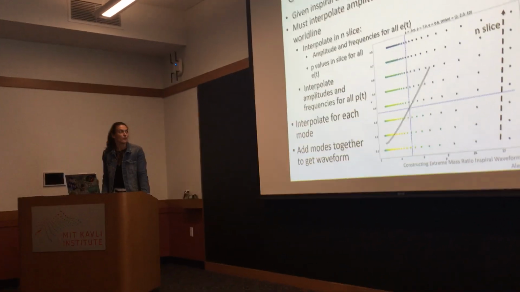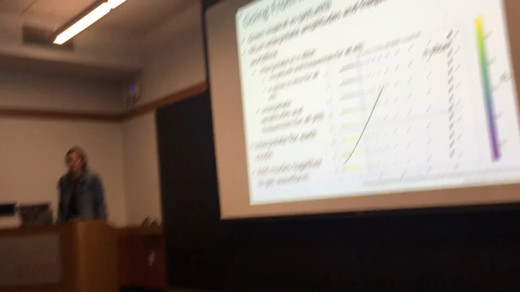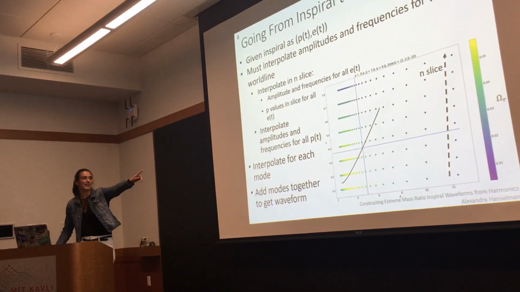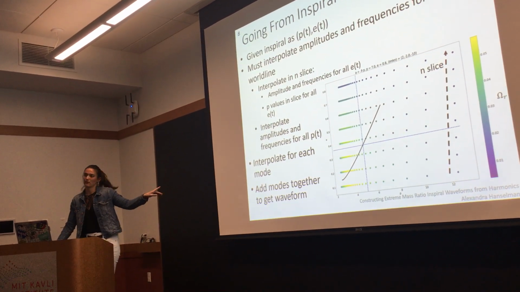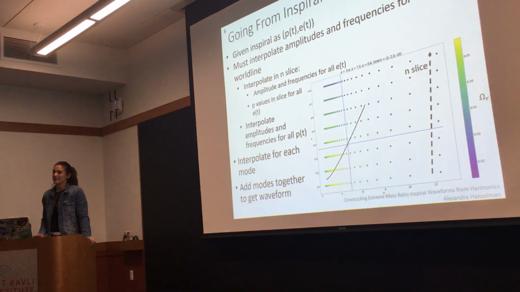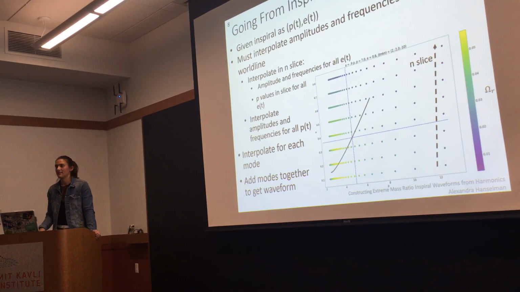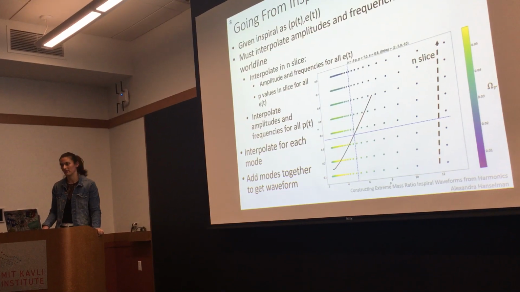And then after that, we interpolate again for all p of t, and that is how we get the waveform along the specific worldline. And again, we do this for each mode and add the specific waves together to get a full gravitational waveform.